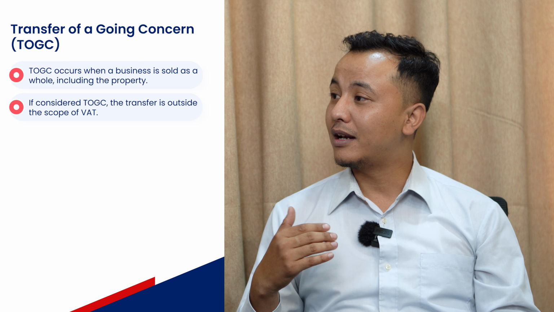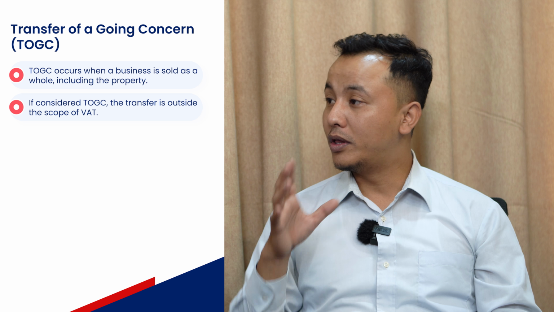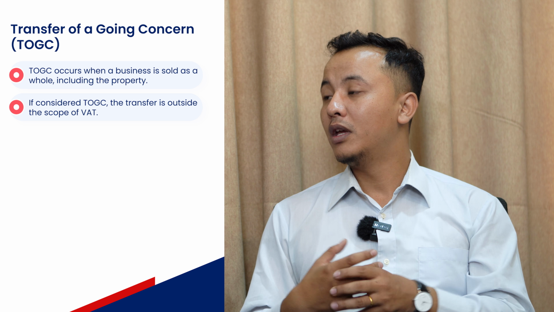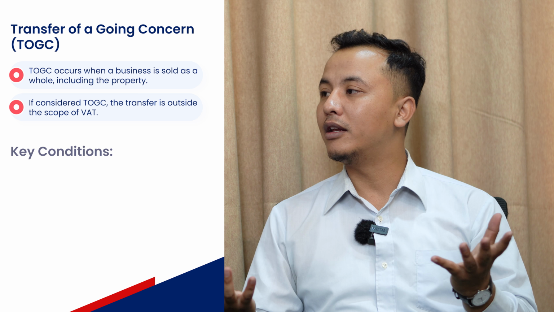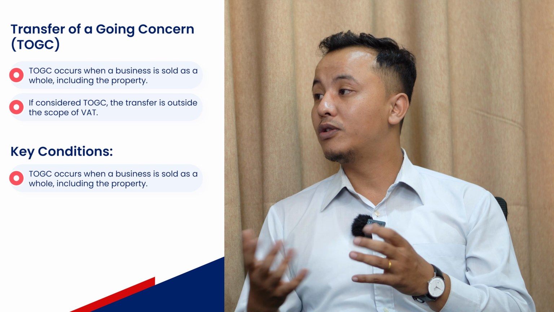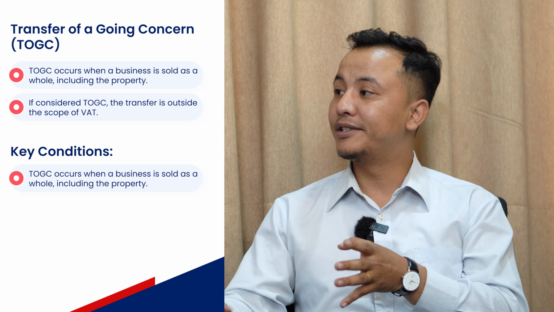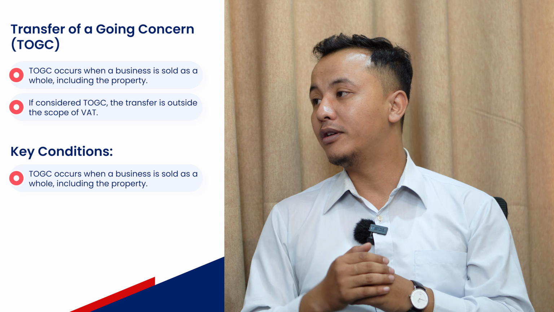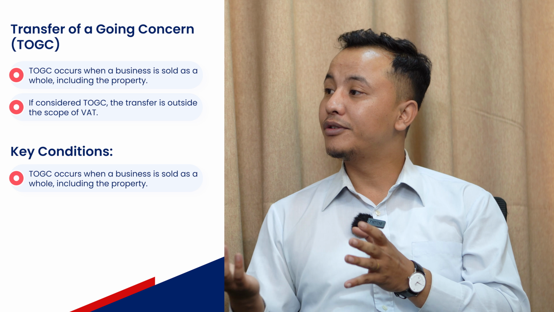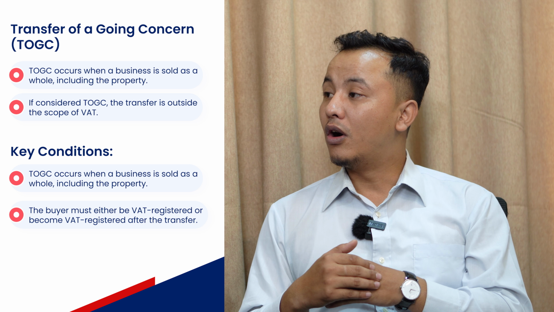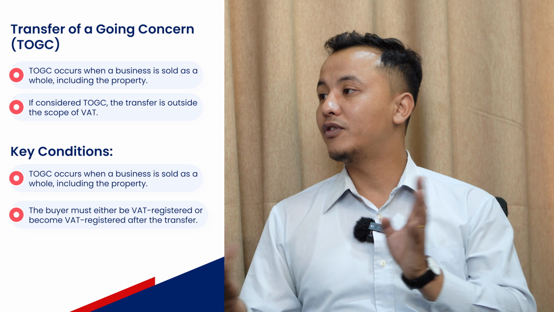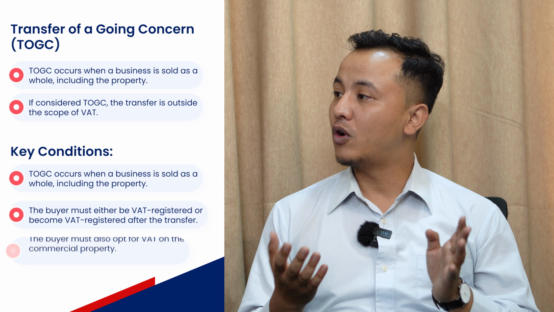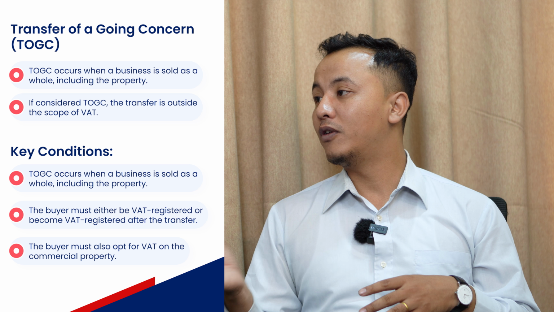However, there are a few conditions that need to be fulfilled when checking whether the transaction is considered a transfer of going concern. One of the main conditions is that if I am selling my business, which includes a commercial property, the buyer should be able to use that business or property in the same way as I was previously using it. Another condition is that the buyer should either be VAT registered or become VAT registered after the transfer of my business. And at the same time, for the property on which I have applied option to tax, the buyer should also apply for option to tax.